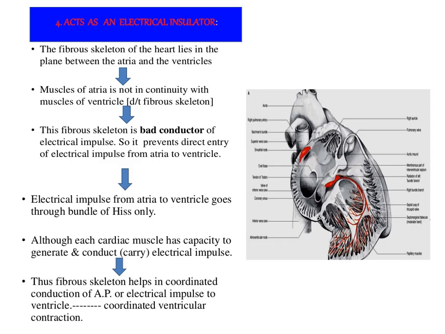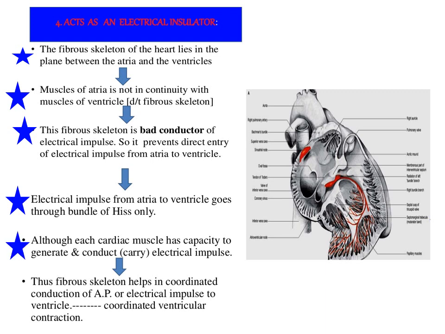So overall, the fibrous skeleton of the heart lies in the plane between the atrium and ventricles. The muscles of the atria are not in continuity with the muscles of the ventricle because of the fibrous skeleton. The fibrous skeleton is therefore a bad conductor of electrical impulses. In other words, it prevents a direct entry of electrical impulses from atria to ventricle. Electrical impulses from atria to ventricle go only by the bundle of His.